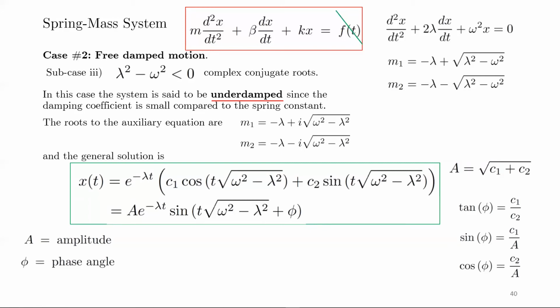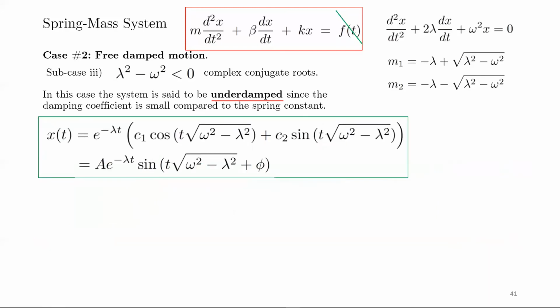Okay. But case 2, free damped motion, so the case where the function on the right hand side has 3 subcases associated with it. But all 3 you should know how to solve now, because we have solved quite a few second order constant coefficient homogeneous equations. Okay. So let's just look at this solution one more time before we move on to case 3.